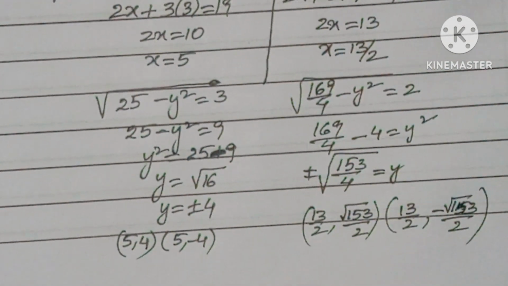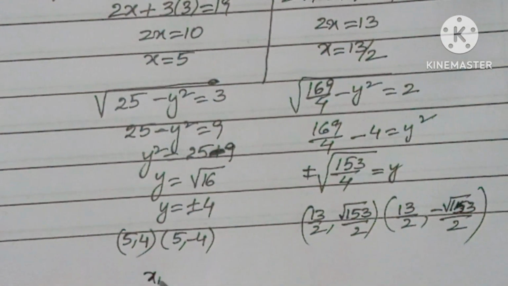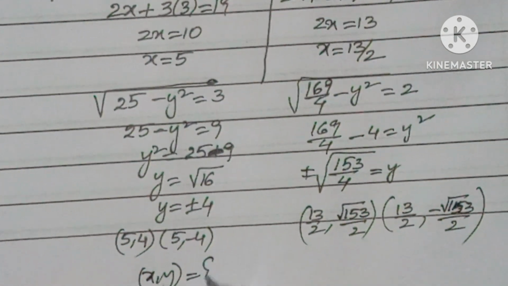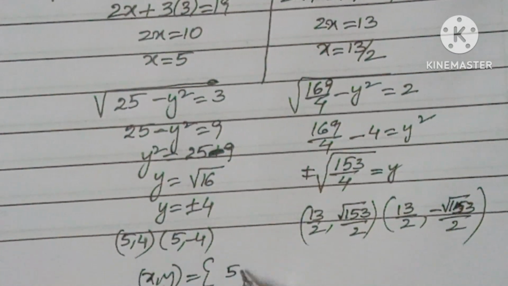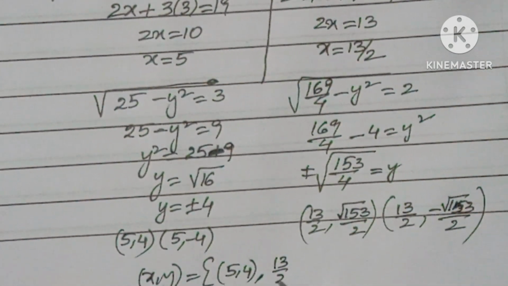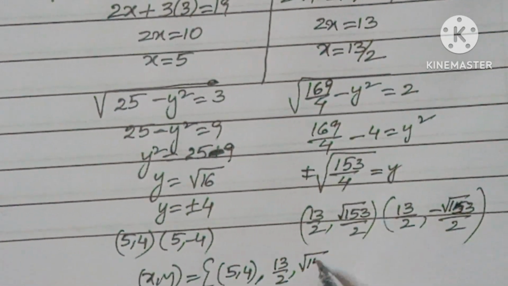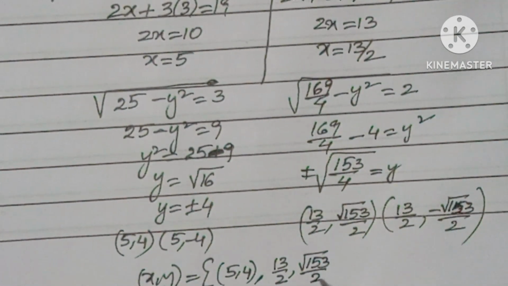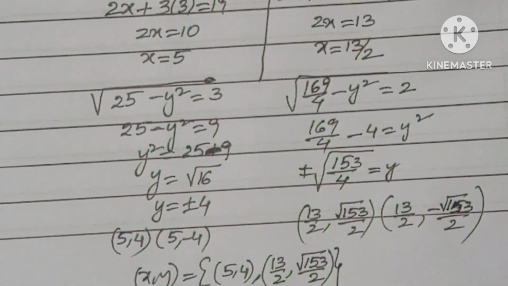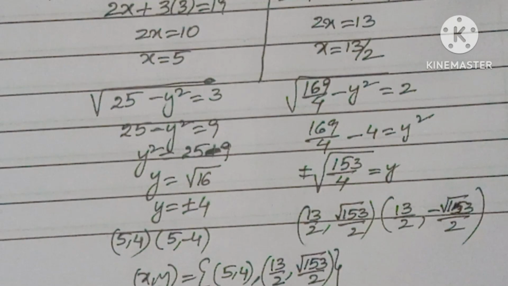By substituting the values, there will be only two solutions. Replacing 5 comma 4 and 13 by 2 comma root 153 by 2 will satisfy both the equations. I hope you understood the video.